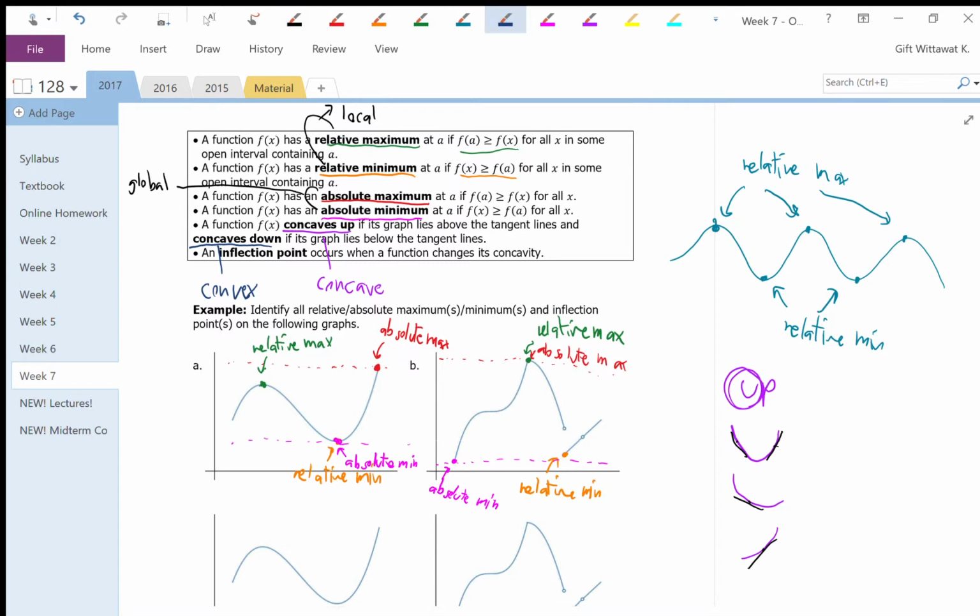A function is concave down if it looks like an N. So an N looks like that. If you draw the tangent line at any of these points, the tangent line will lie above the graph. So that coincides once again with the definition.